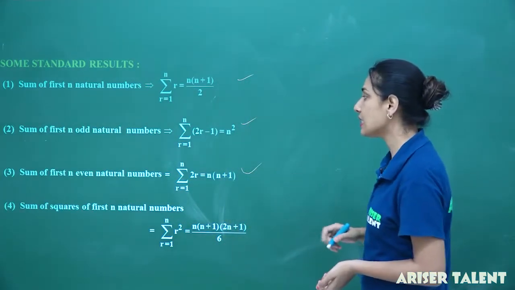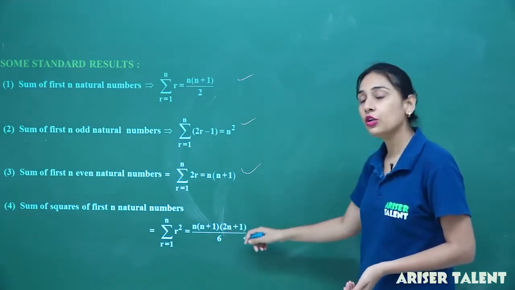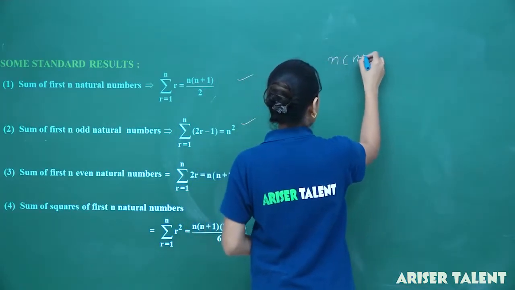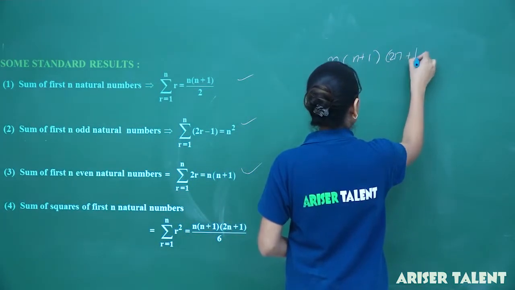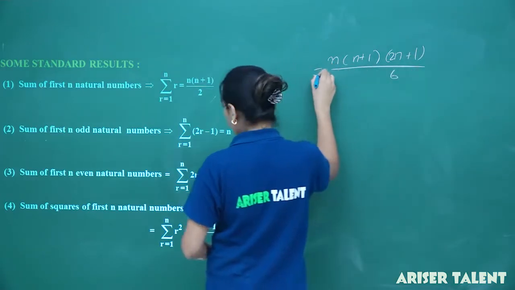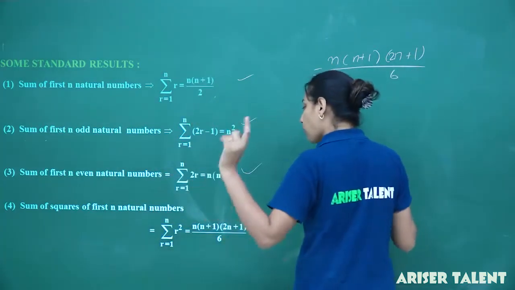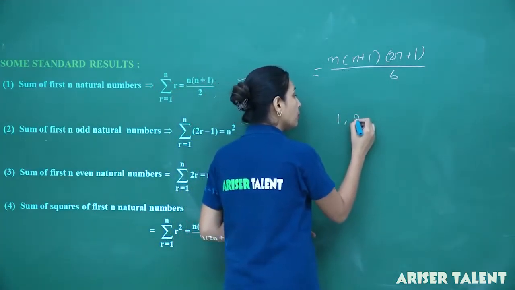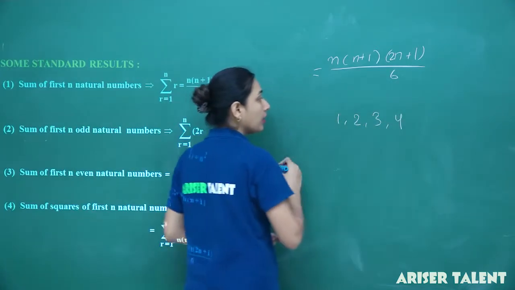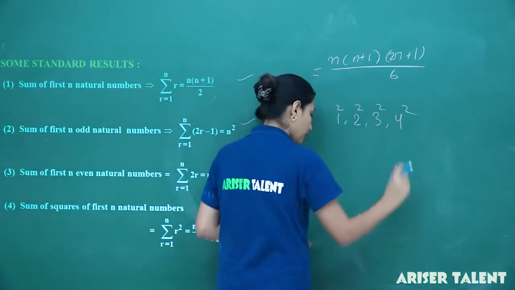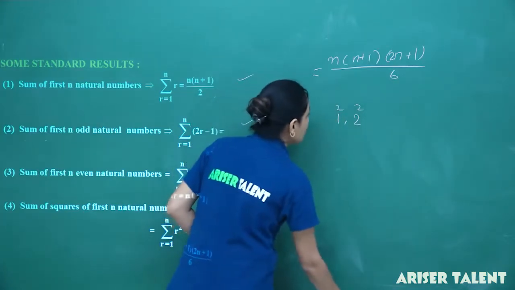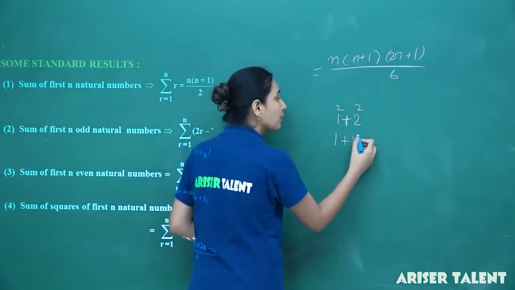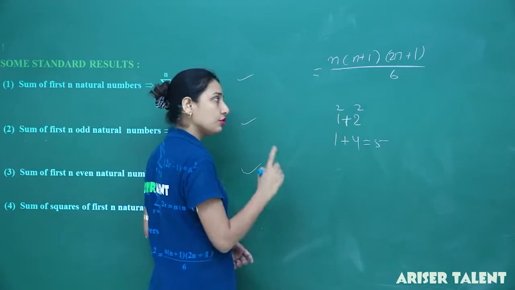Now, the sum of squares of the first n natural numbers is n(n+1)(2n+1)/6. Sum of what? The squares of the first n natural numbers. Squares mean what? The sum of the squares of 1, 2, 3, 4. So if I take these two, the summation will be what? 1 plus 4 equals 5. So it should be 5.